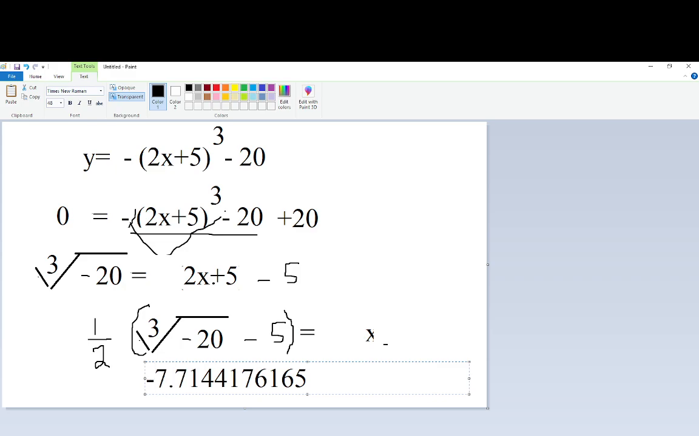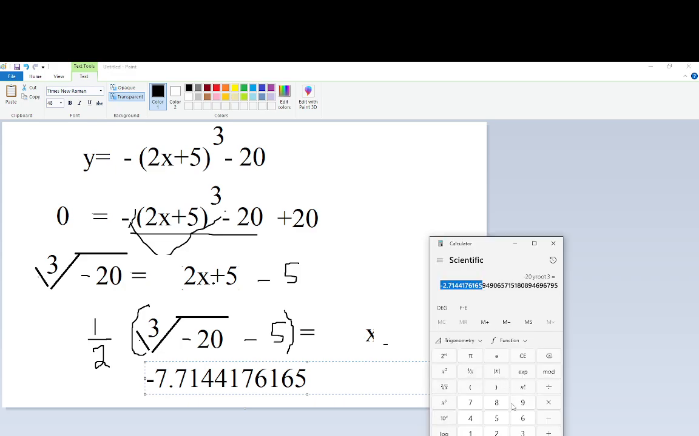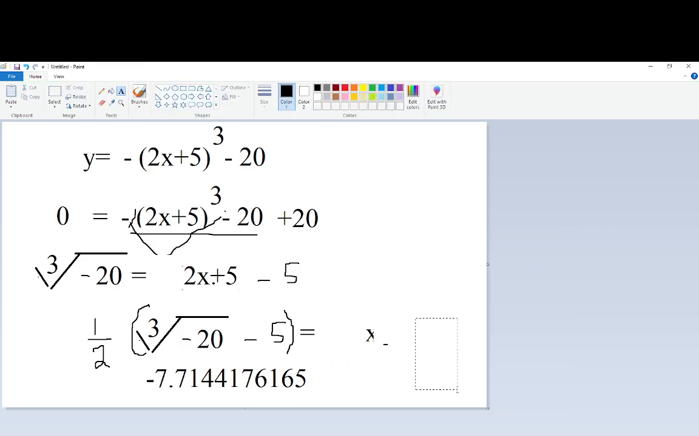And then I divide that by 2. Subtract 5. And then make sure you hit the equals first because your calculator will follow bedmas. And you get this as the answer. X is that, -3. But it's not accurate. The first thing with the square root is accurate.